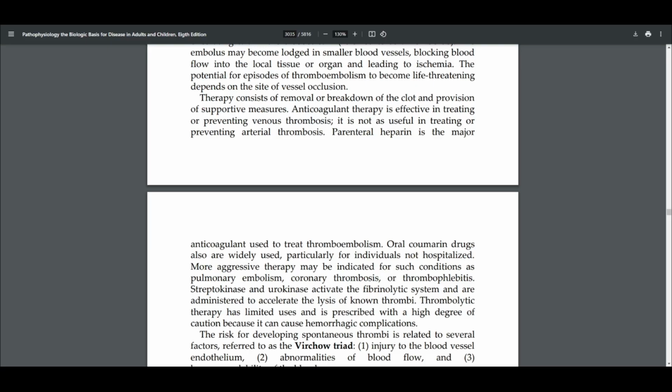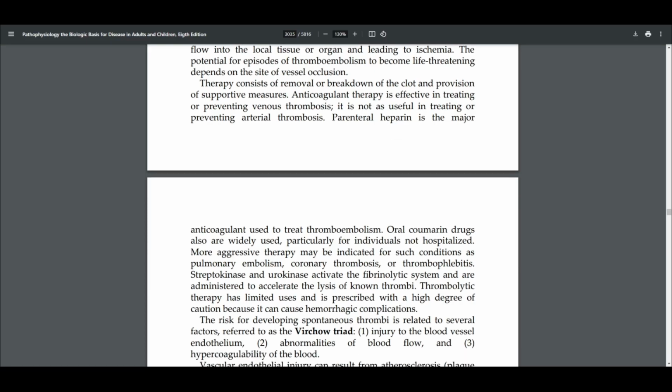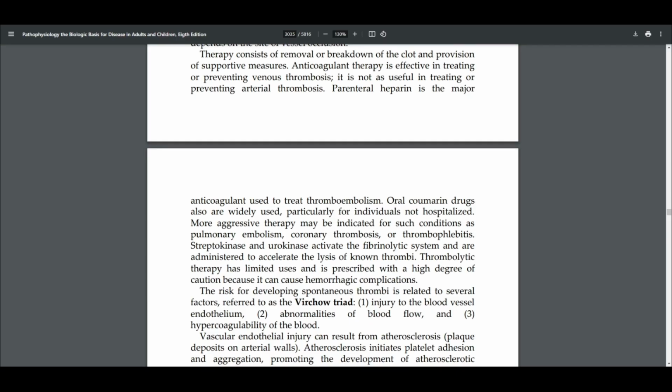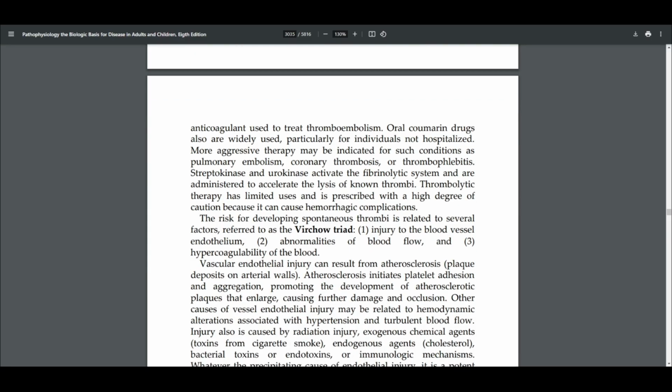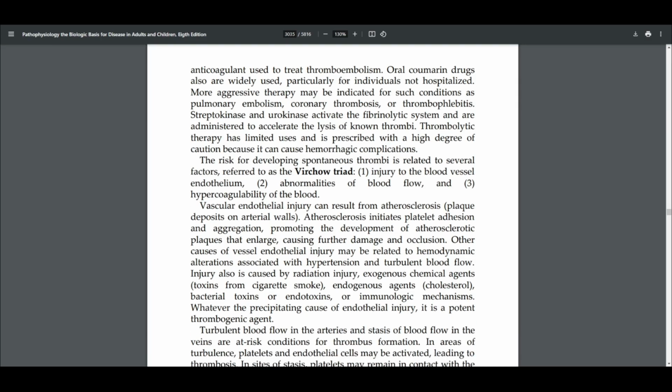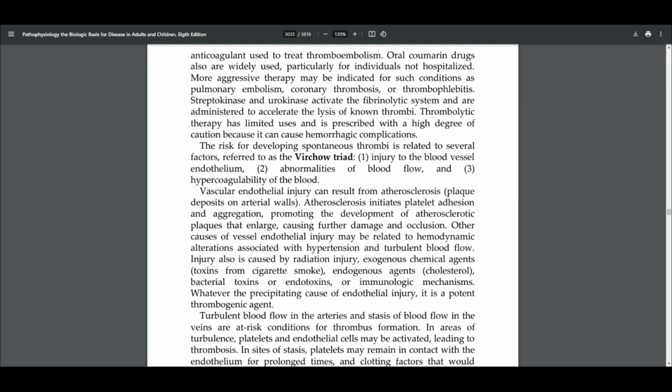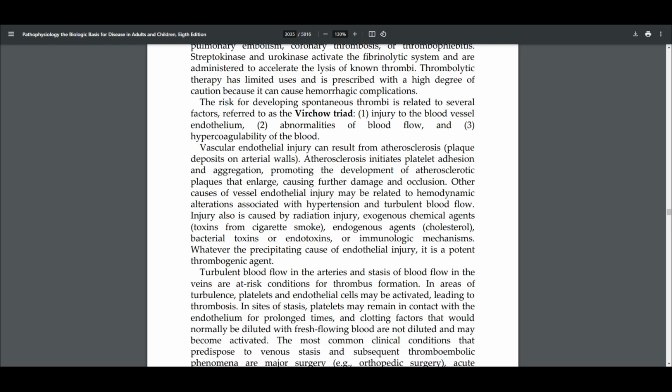Parenteral heparin is the major anticoagulant used to treat thromboembolism. Oral coumarin drugs also are widely used, particularly for individuals not hospitalized. More aggressive therapy may be indicated for such conditions as pulmonary emboli, coronary thrombosis, and thrombophlebitis. Streptokinase and urokinase activate the fibrinolytic system and are administered to accelerate the lysis of known thrombi. Thrombolytic therapy has limited uses and is prescribed with a high degree of caution because it can cause hemorrhagic complications.